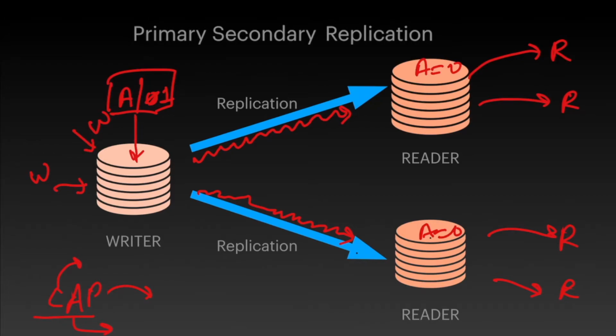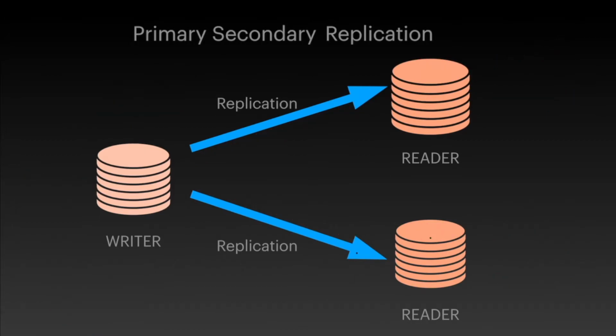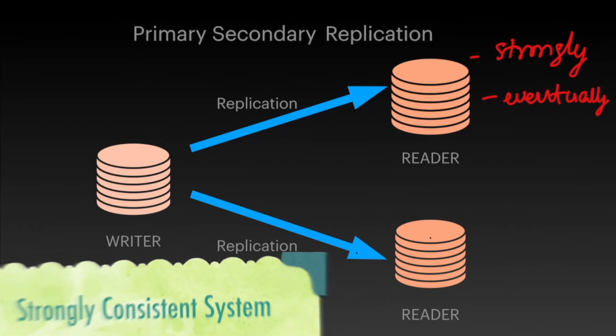If we focus on the consistency of a system, there are 2 major types of consistency. One is a strongly consistent system, and the other is an eventually consistent system. Both systems have their use cases and their pros and cons. So let's first understand the strongly consistent system.